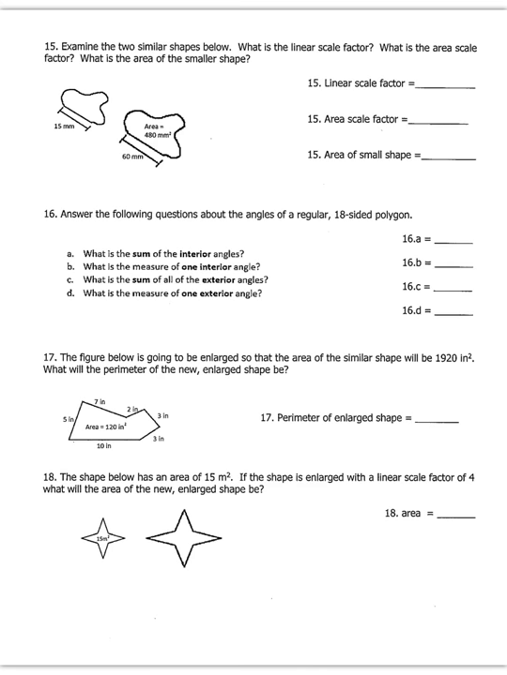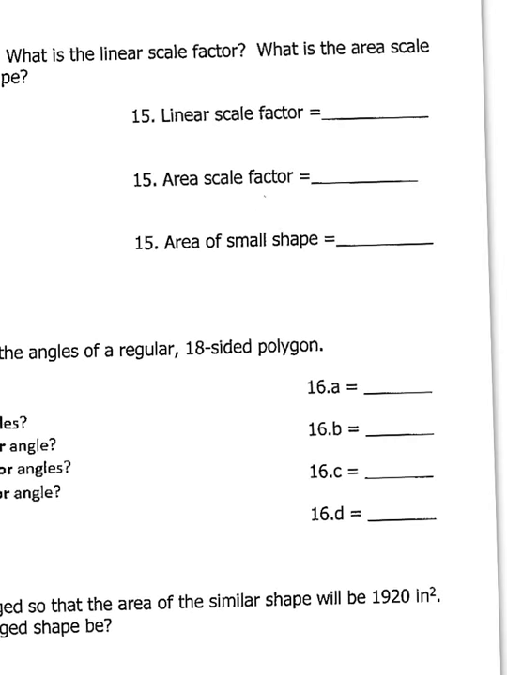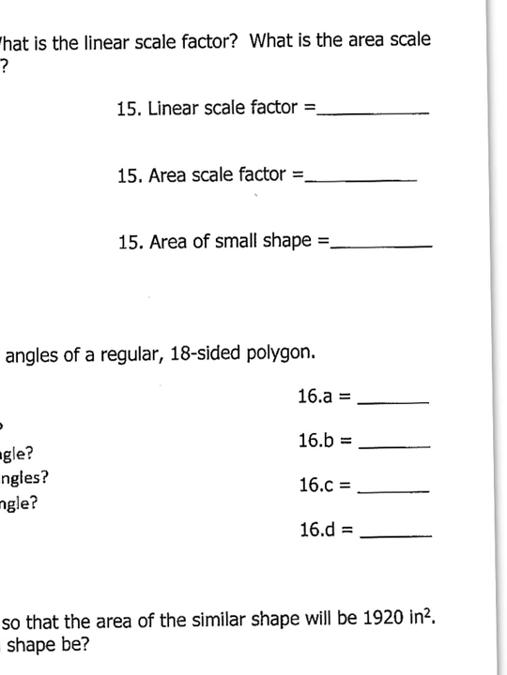Number 15 asks us about the difference between a linear scale factor and an area scale factor. Remember, with scale factors, a linear scale factor is the number I multiply by to go from a line to another line, and the area scale factor is the number I multiply by to go from an area to another area. The link between the two is that if I have the linear scale factor, I can square it to get to the area scale factor.